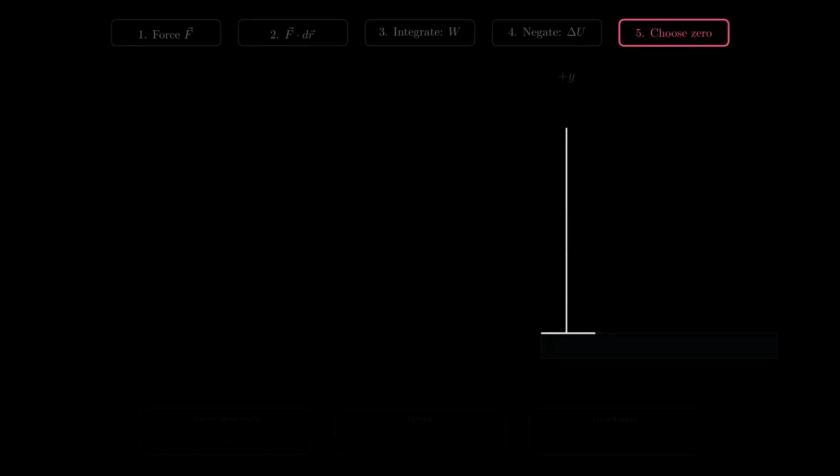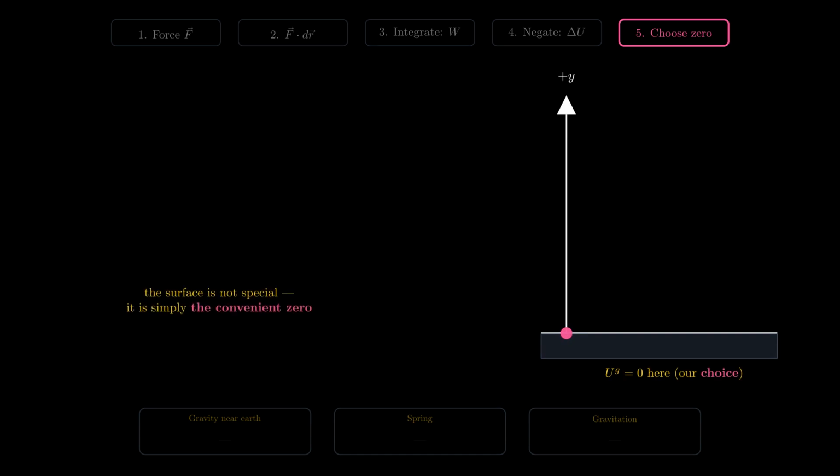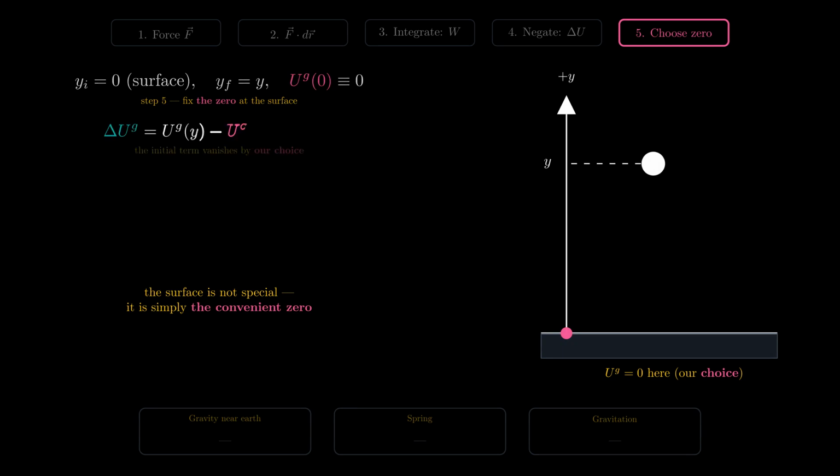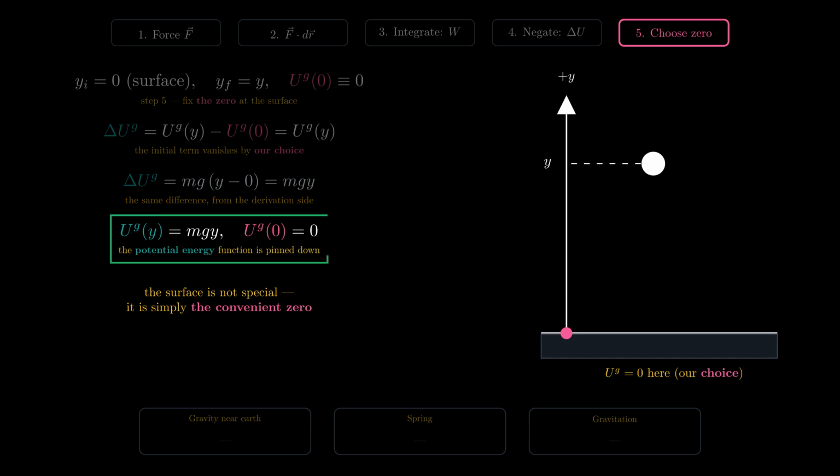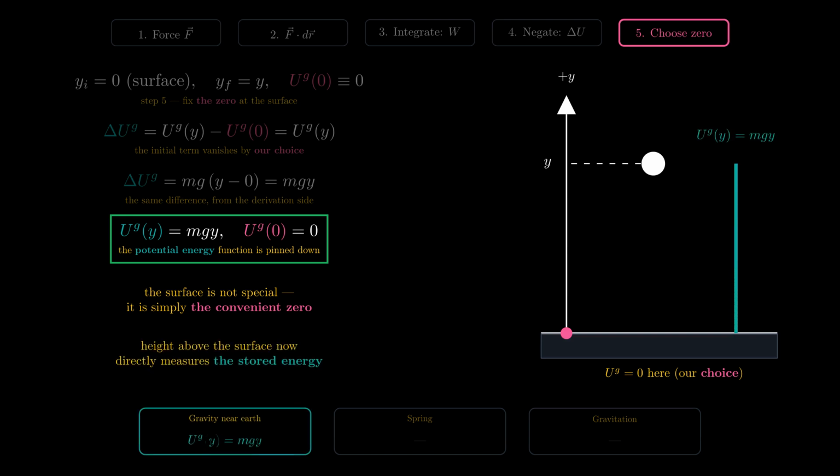Step 5 for gravity. Put a 0 at the surface. Let the final height be an arbitrary y, the initial height 0, and declare U of 0 equals 0. Then delta U equals U of y minus U of 0, simply U of y. Steps 1 through 4 gave delta U equals mg times the quantity y minus 0. Equate the two, U of y equals mgy with U of 0 equal to 0. Height above the surface now directly measures the system's stored energy.